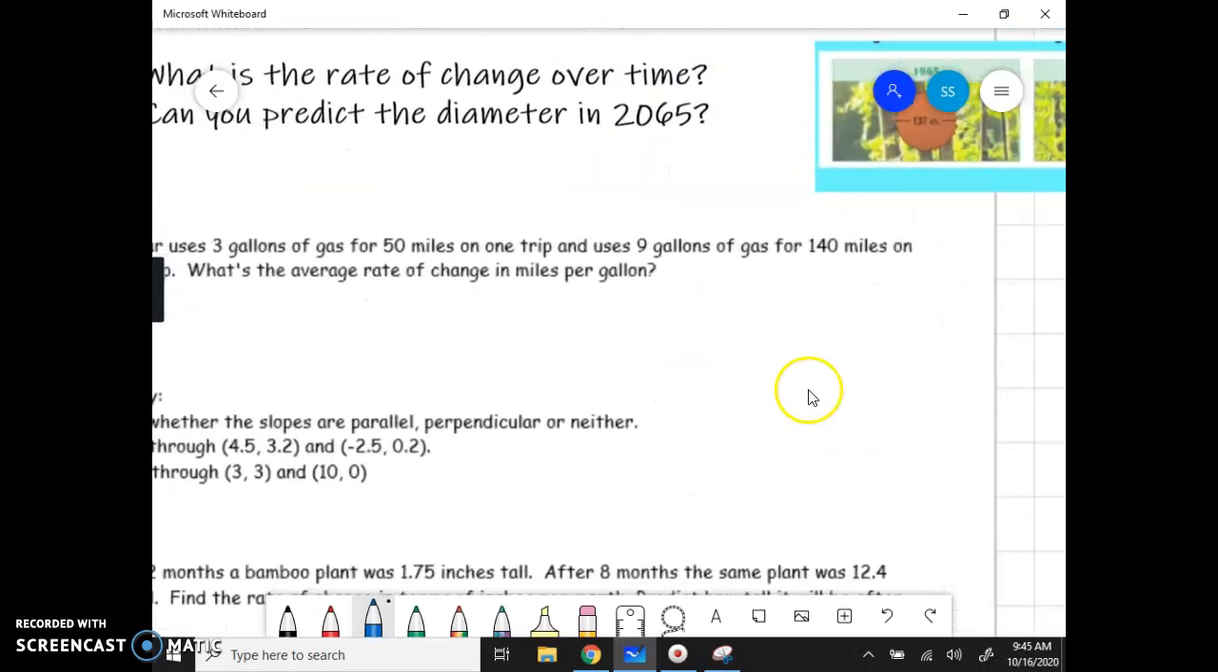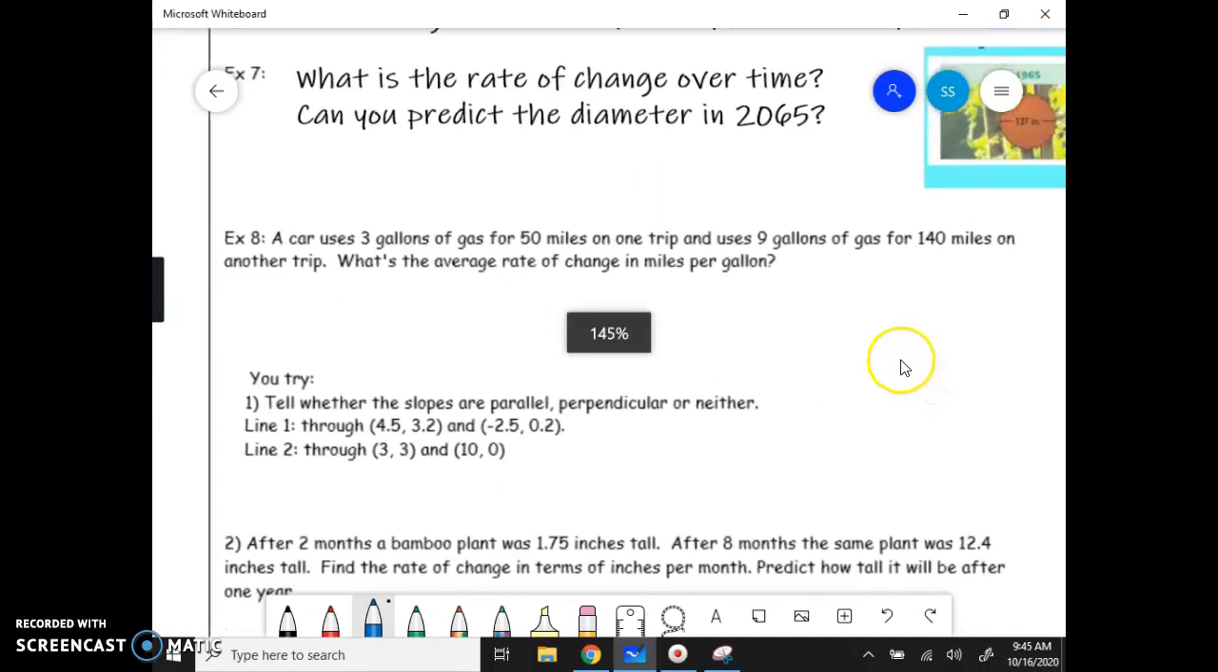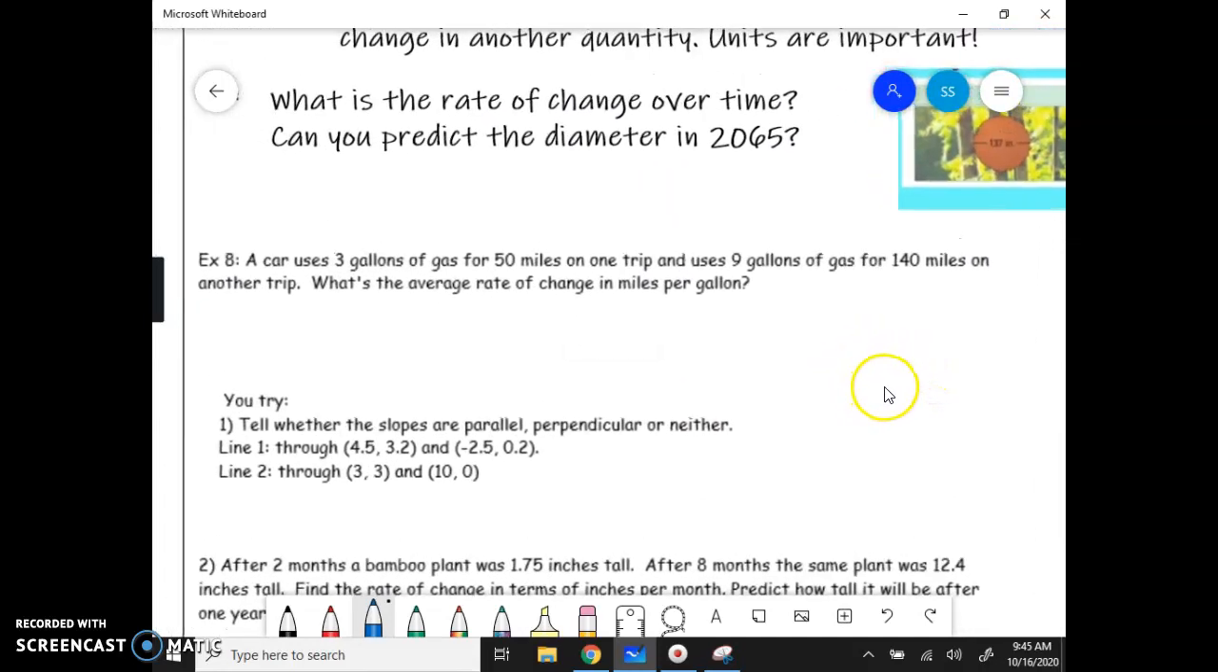Okay, moving on. For these story problems, you will have some story problems on the test. Just make sure you're labeling them correctly, and then it's really the same thing we've been doing with our points. A car uses 3 gallons of gas for 50 miles in one trip and uses 9 gallons of gas for 140 miles on another trip. What is the average rate of change in miles per gallon?